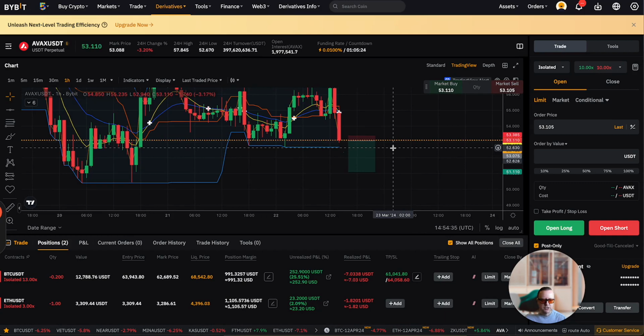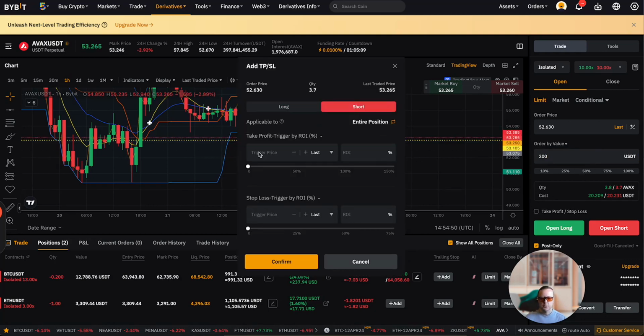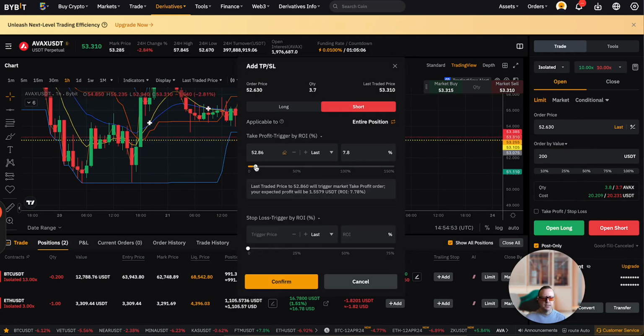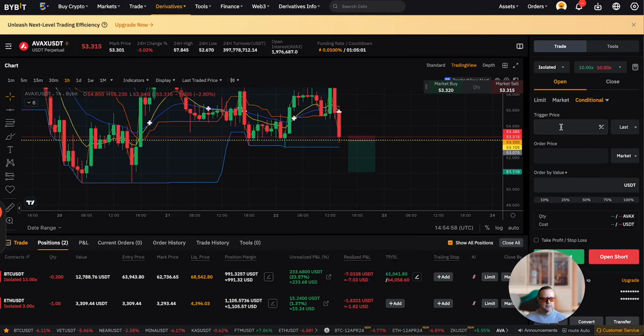Right, 52,630. That's my deviation to order what I want to order. 200 will be what I want to fill that position. It will be a short position from the time it's ordered. Man, it reset everything. Okay, it's fine. 52,630. My order price, market. So it's going to order it instantly if that happens.